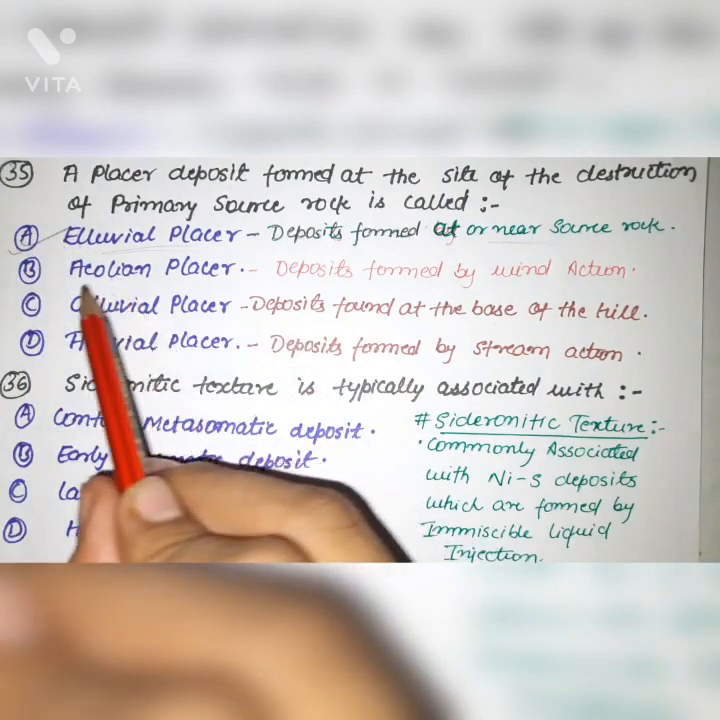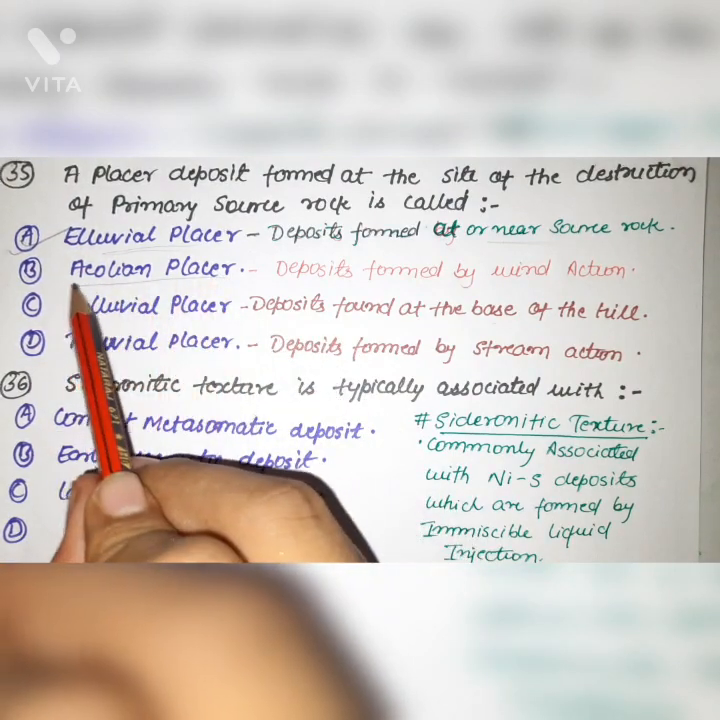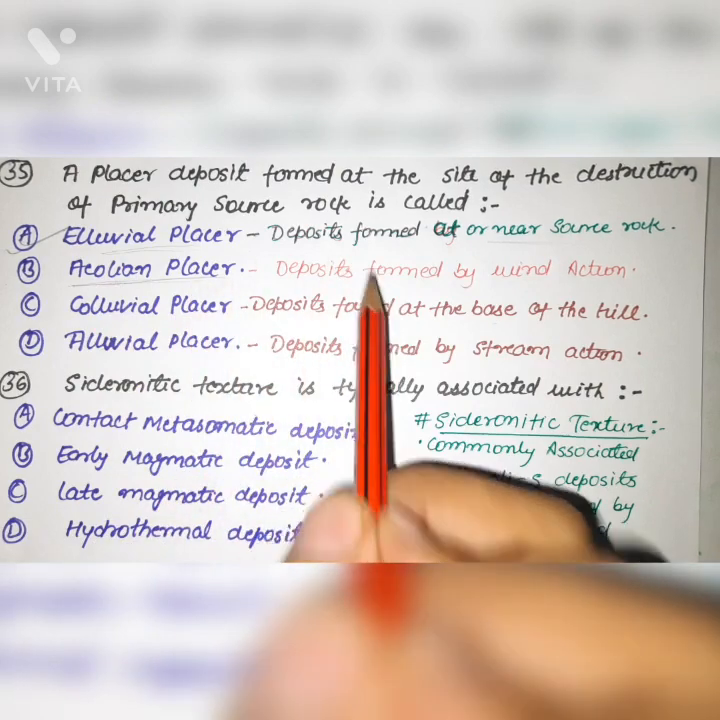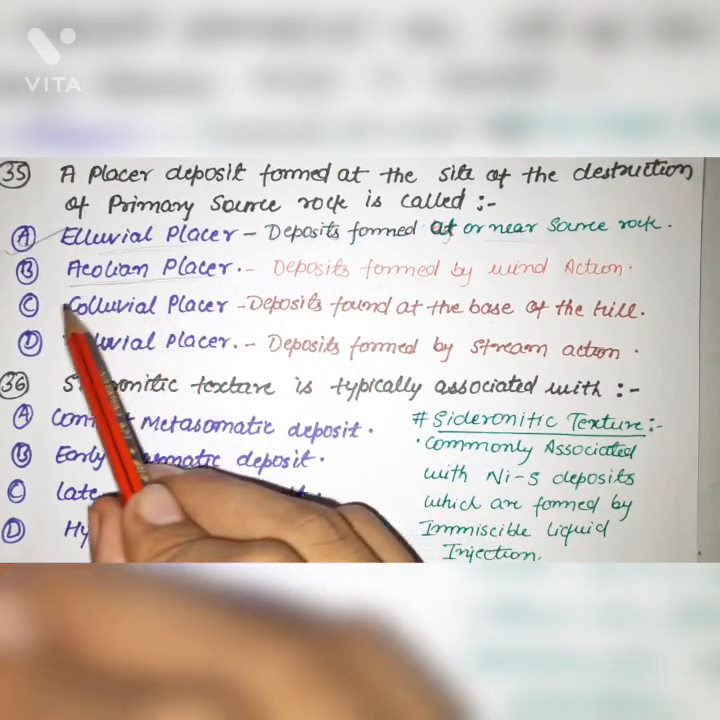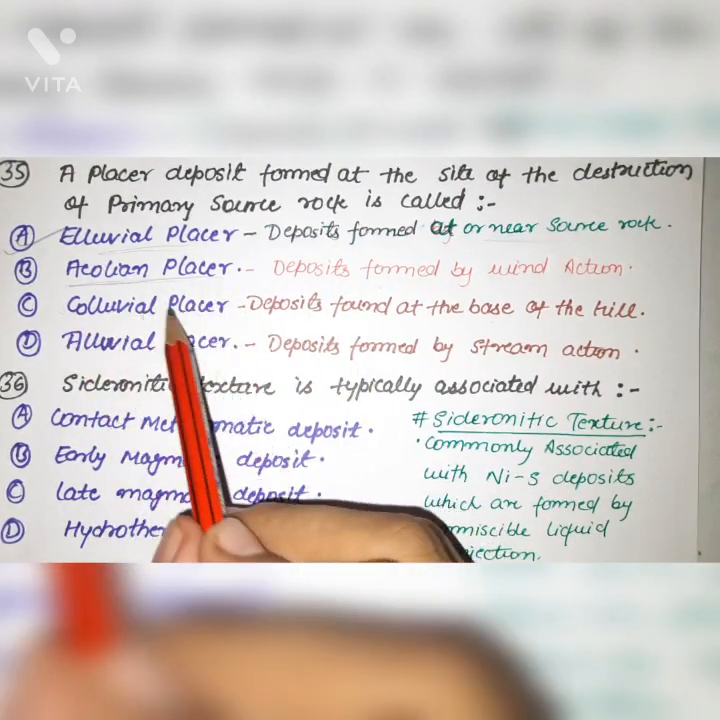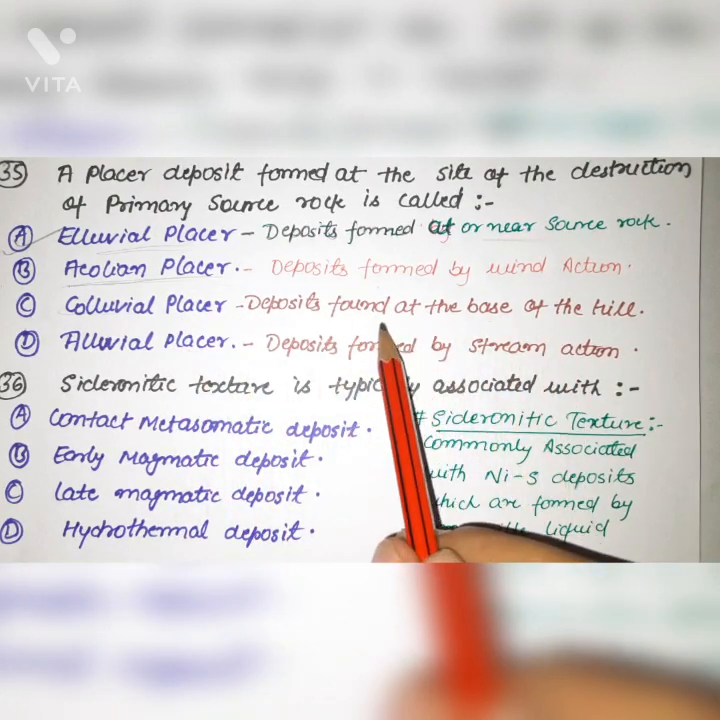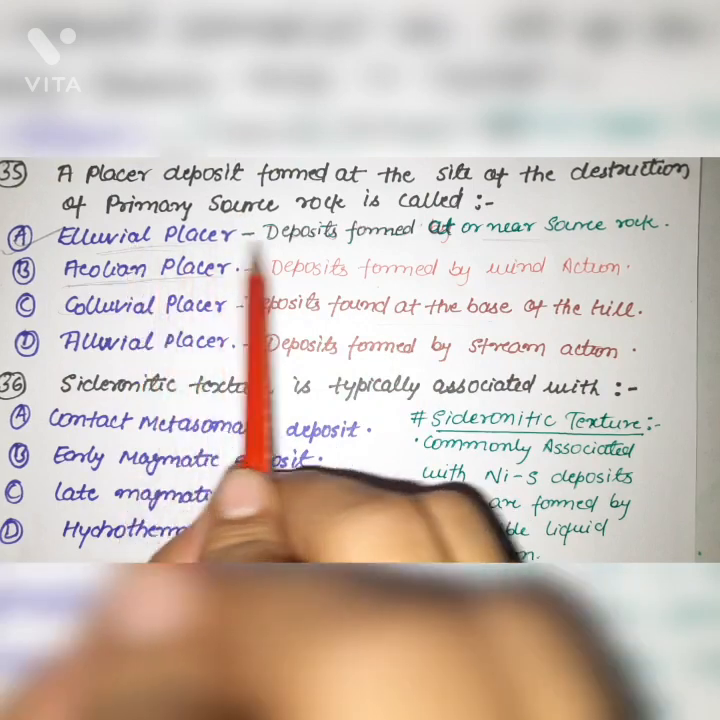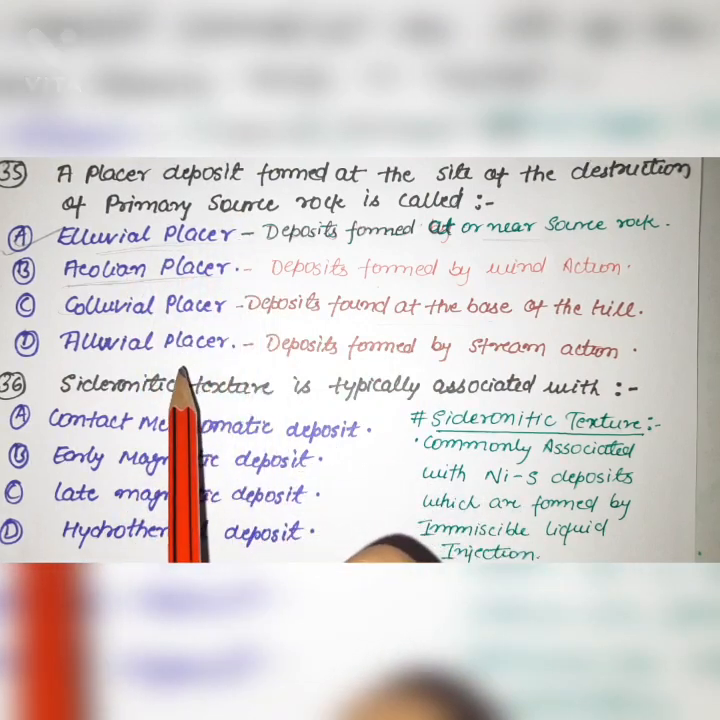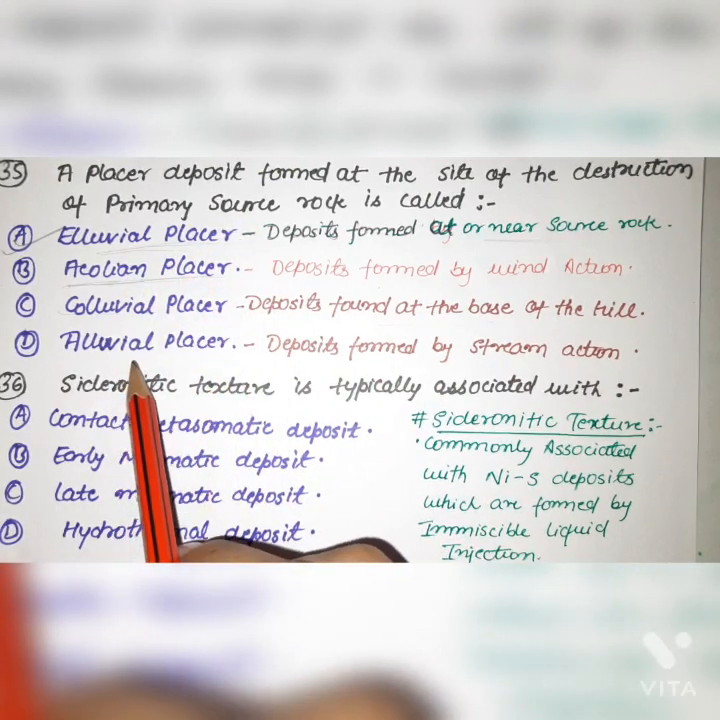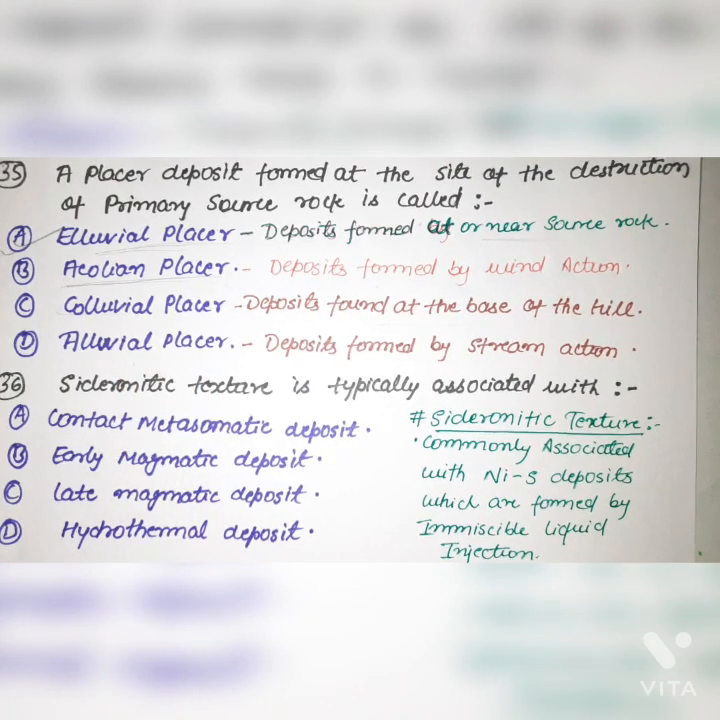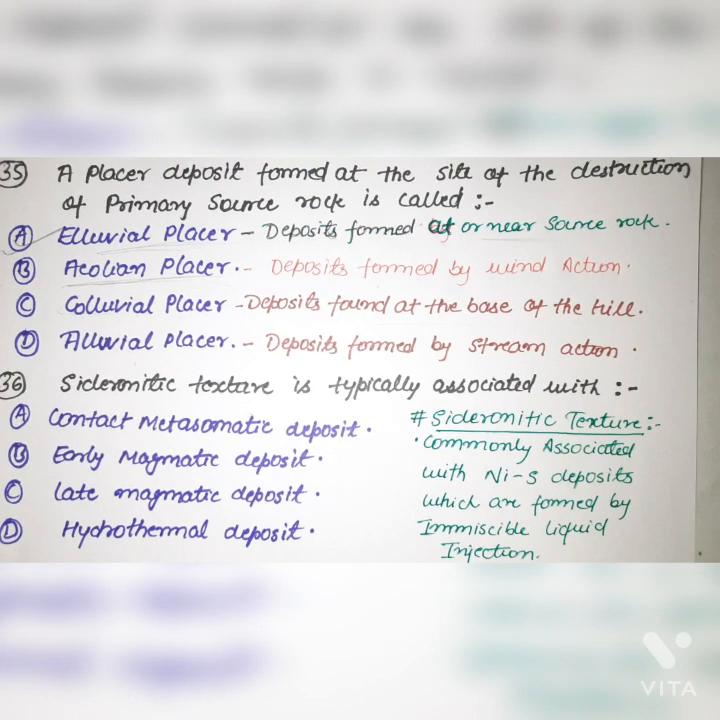Next one is aeolian placer. Aeolian placers are placer deposits formed by wind action. Colluvial placers are somewhat similar to eluvial placers, but the difference is that these deposits are found at the base of the hill, whereas eluvial placer deposits form at the top of the hill. Next is alluvial placer. These deposits are formed by stream action. So as far as the question is concerned, for the placer deposit formed at the site of destruction of primary source rock, the correct answer will be eluvial placer.